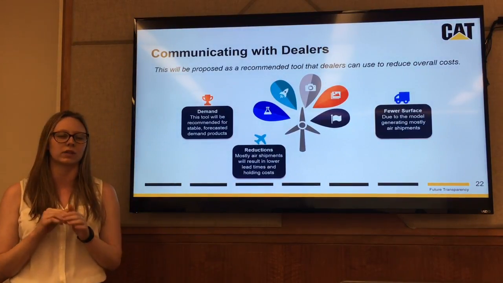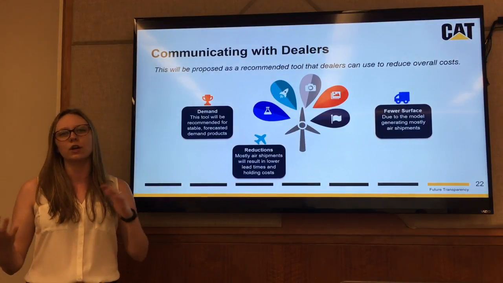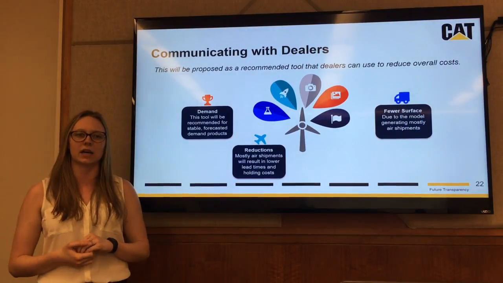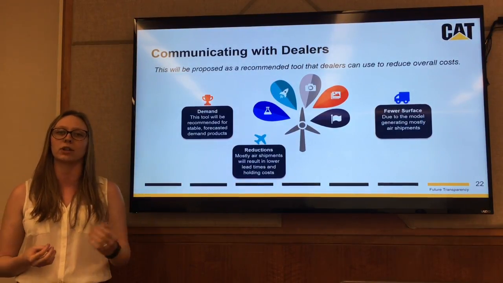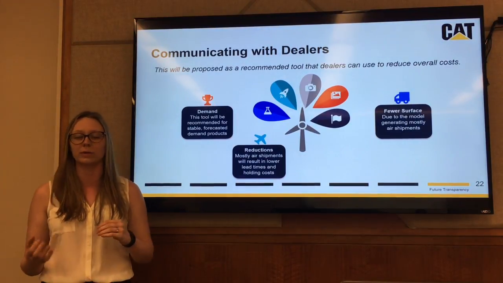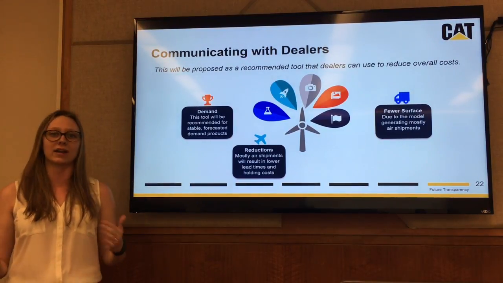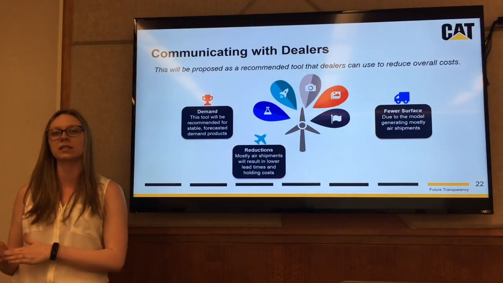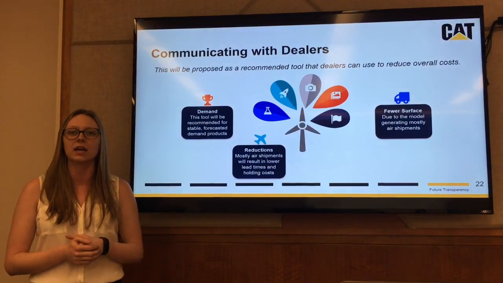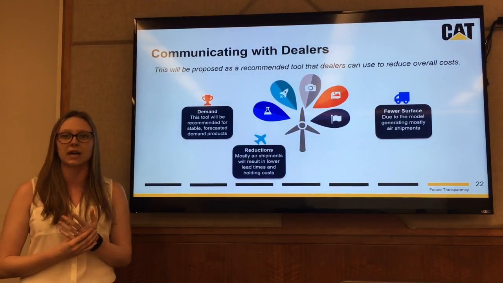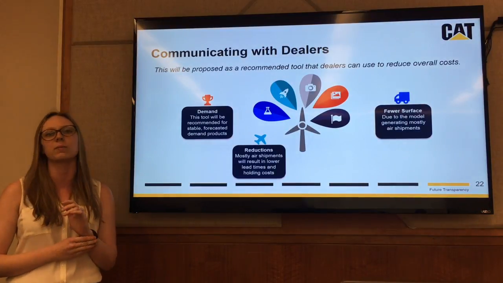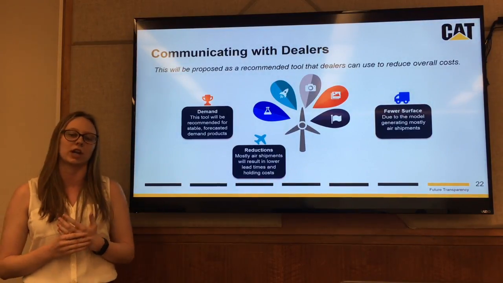But also something to really touch on is the fact that it's going to have fewer surface shipments, and that'll be big just because, as Lauren mentioned, there are over 18,000 shipments that will be changing mode. So as there's going to be fewer surface shipments, there's going to be a lot more air shipments that will result in lower lead times and holding costs, and that'll be important to them because it will be a big change for them.